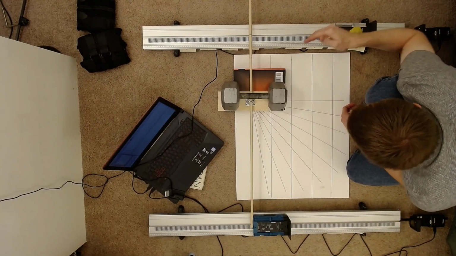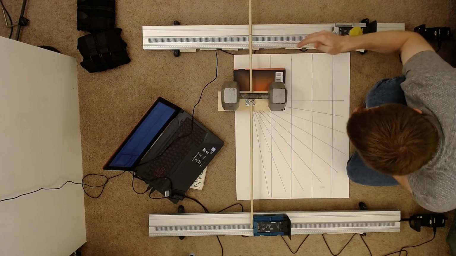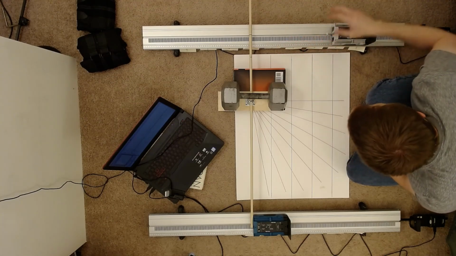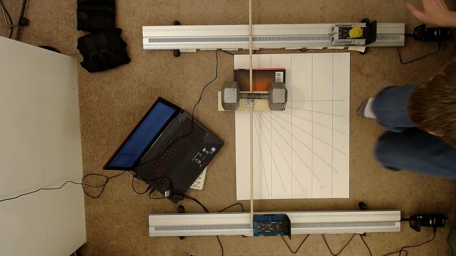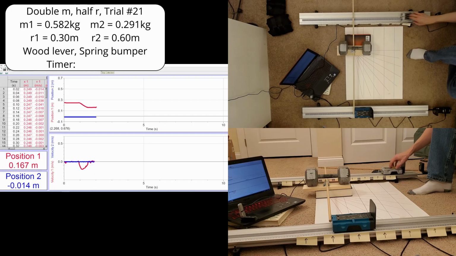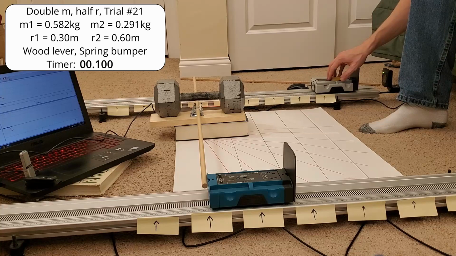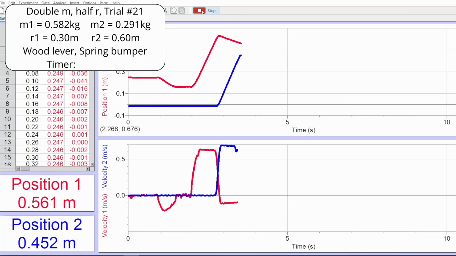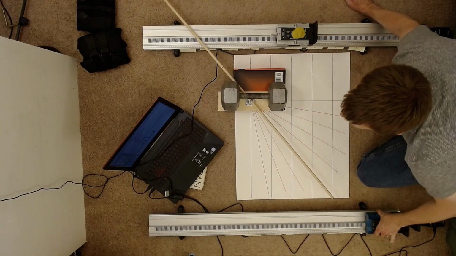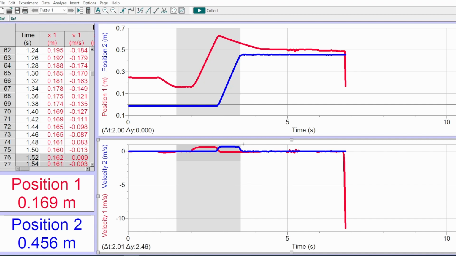So this is a flexible bar, twice the mass at half the distance. We're just going to look at the elastic cases for this one, and let's start taking some data. Here's trial 1. So we'll ignore that weird spike in there. Let's zoom in on just this data.